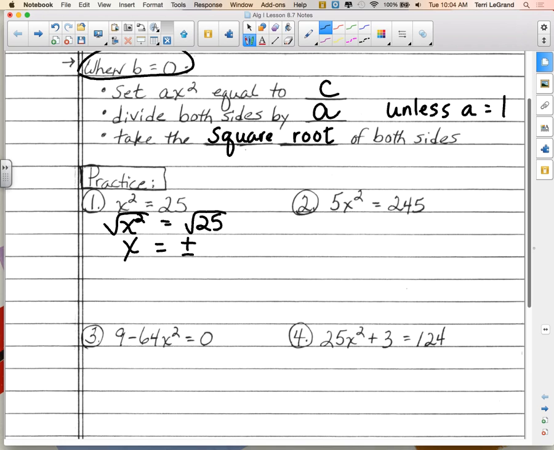Positive and negative? Okay, well, this means a positive and a negative 5. It has 2 square roots, both a positive and a negative. That's the shortcut way of writing it. So we can say that this has 2, so let's circle that and say there are 2 real solutions.